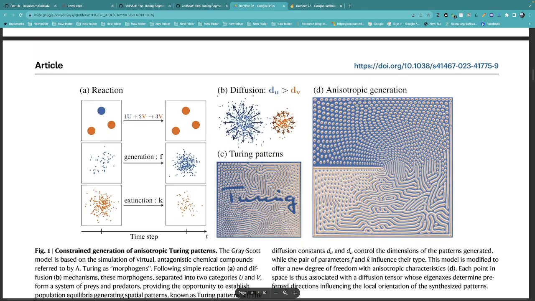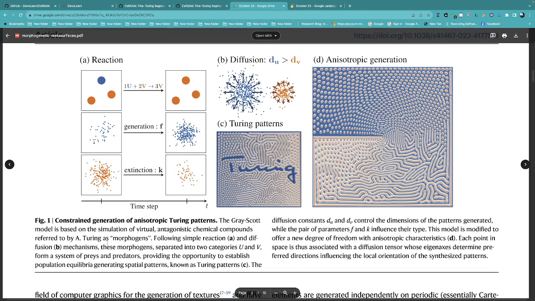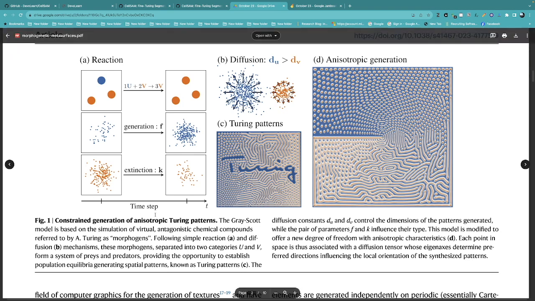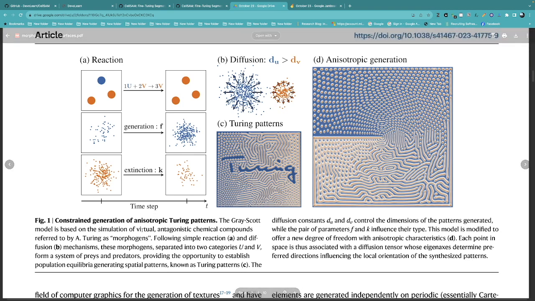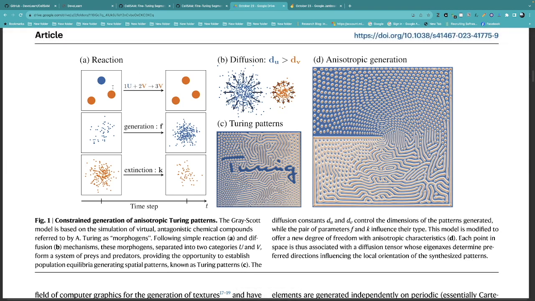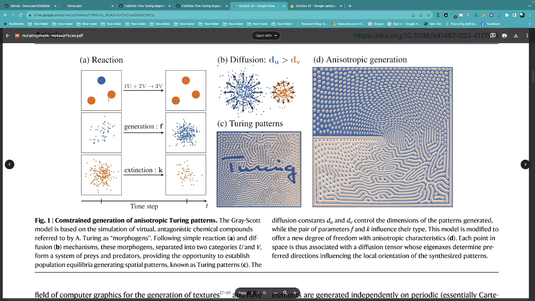So this is an example here, figure 1. This is constrained generation of anisotropic Turing patterns. This is the Gray-Scott model, and this is simulating these morphogens, or these antagonistic chemical compounds. So you're just simulating them in different ways. You're simulating the concentration, their action. So you have this set of reactions.